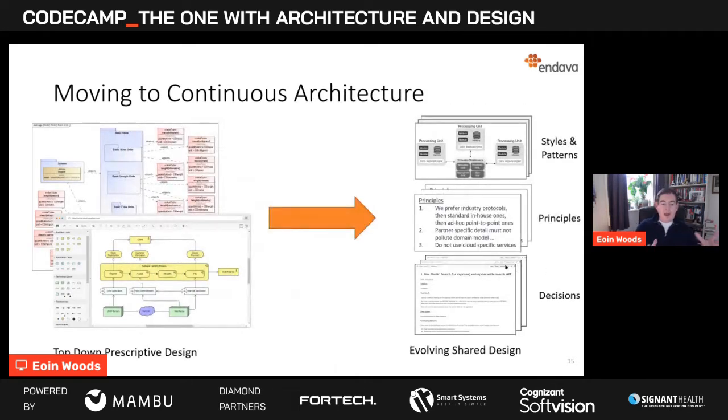So what we'll end up with is that whereas we used to have fairly top-down, fairly prescriptive design, we're going to end up with this much more evolving shared design, where we define styles and patterns. We define sets of principles, the things we believe to be important and less important, to guide our decisions, and a stack of decisions. Early on, the stack of decisions won't be that big, but once we've been through 5, 6, 10 cycles, we should have a lot more decisions in our stack, and they should be captured somewhere.